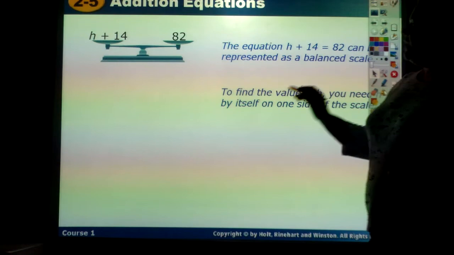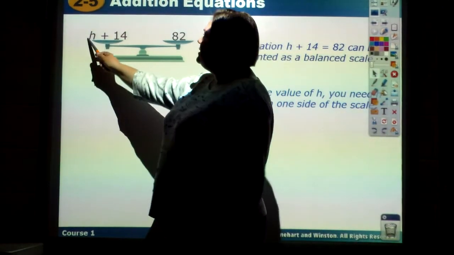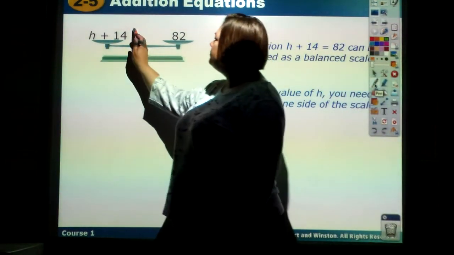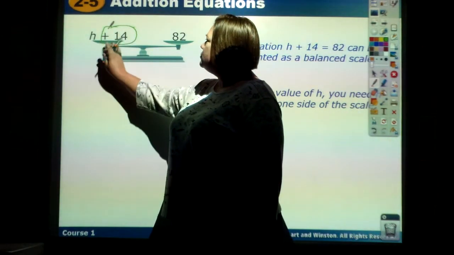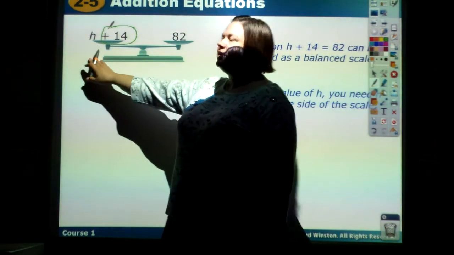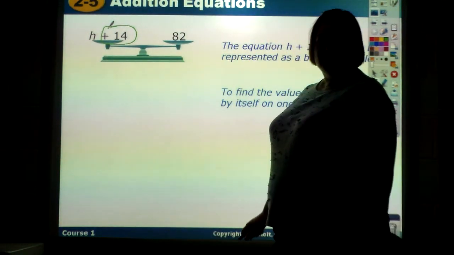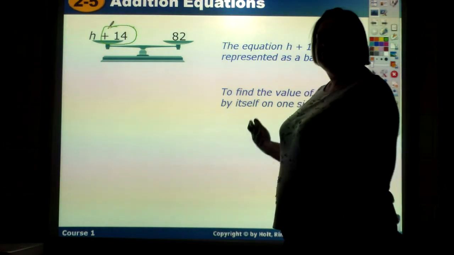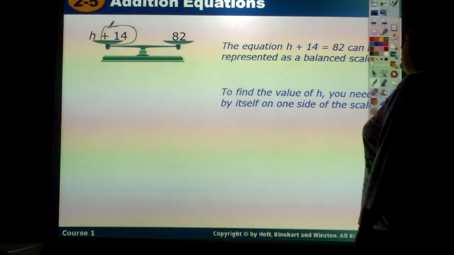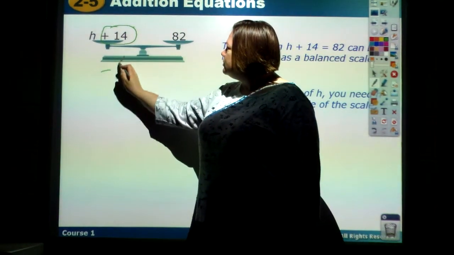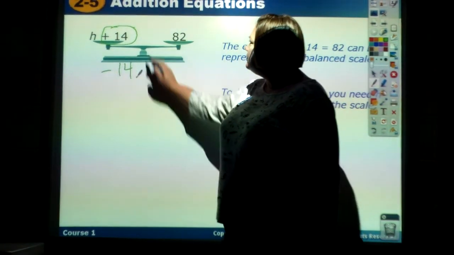So we want to get this h by itself, so we need to get rid of that plus 14. We want to get rid of this part. We always look at what's with the letter, or what's with the variable, and try to get rid of that. So we have to do the opposite operation, or the inverse operation, which just means the opposite operation, and get rid of it. So I'm going to do minus 14.